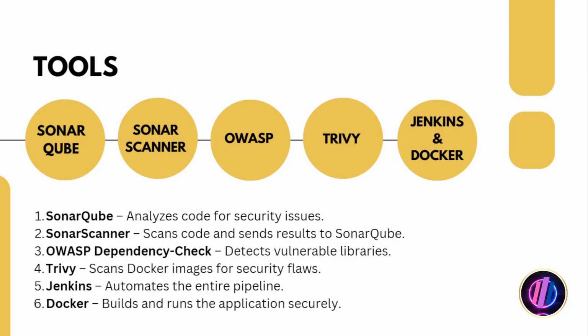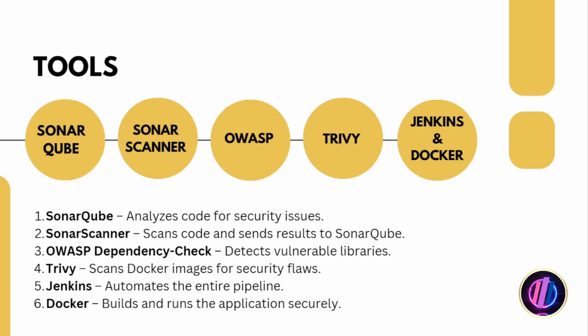What is OWASP Dependency Check? Most applications rely on third-party libraries, but some of these libraries may have known security vulnerabilities. OWASP Dependency Check scans the project dependencies and identifies the potential security risks. And what is Trivy? Trivy is a security scanner for Docker images. It detects vulnerabilities and misconfigurations inside the containerized application. It helps to ensure that Docker images used in production are free from known security risks.